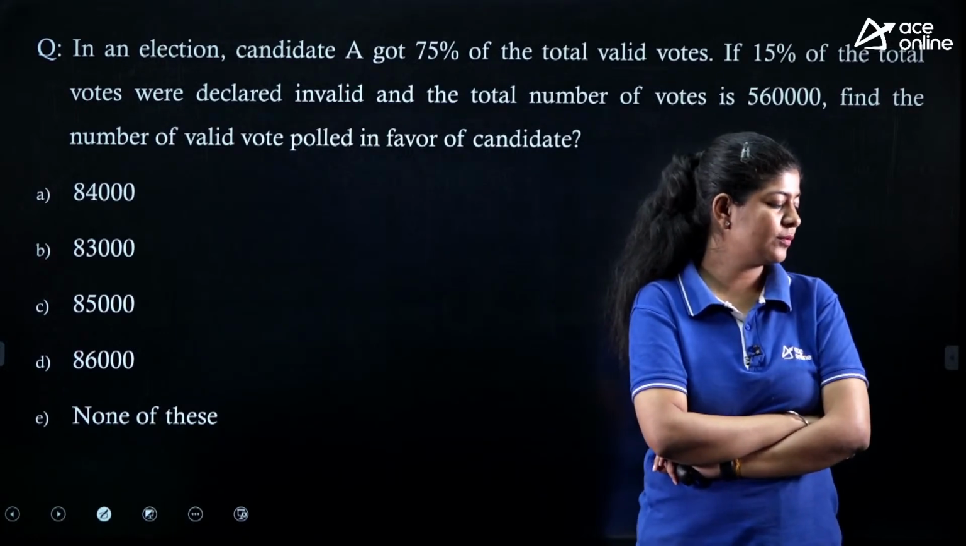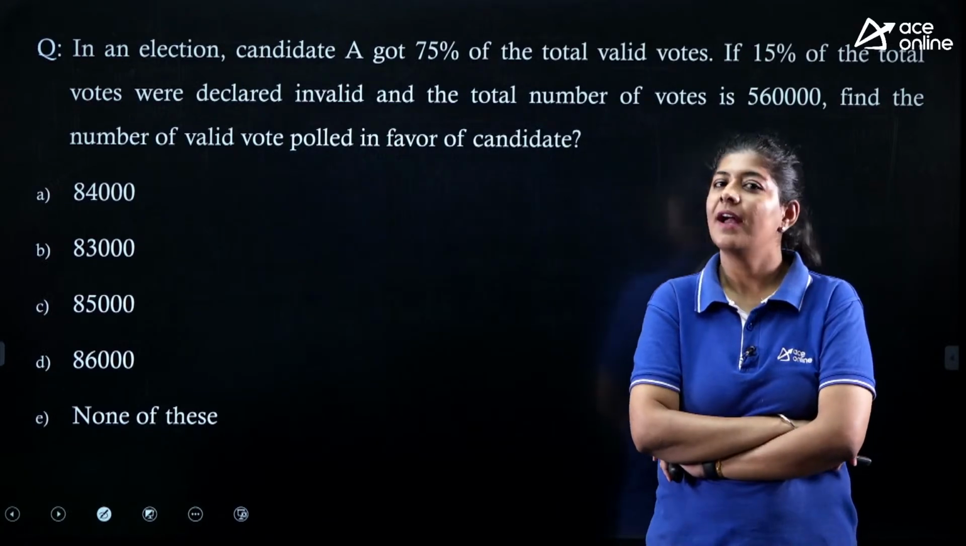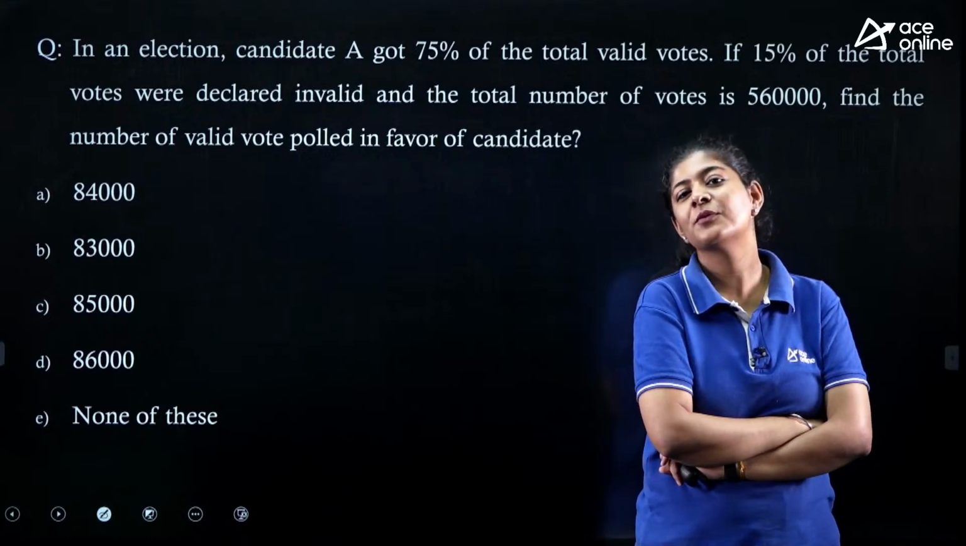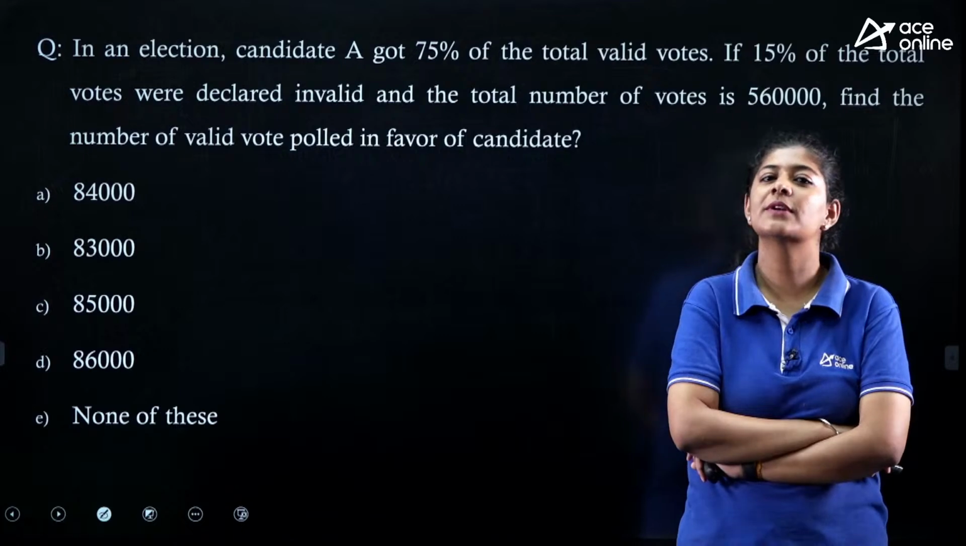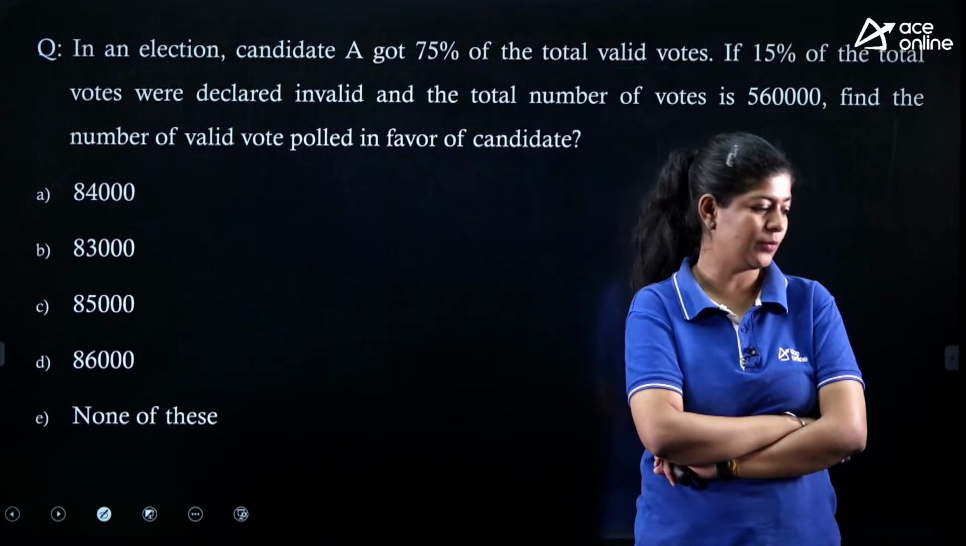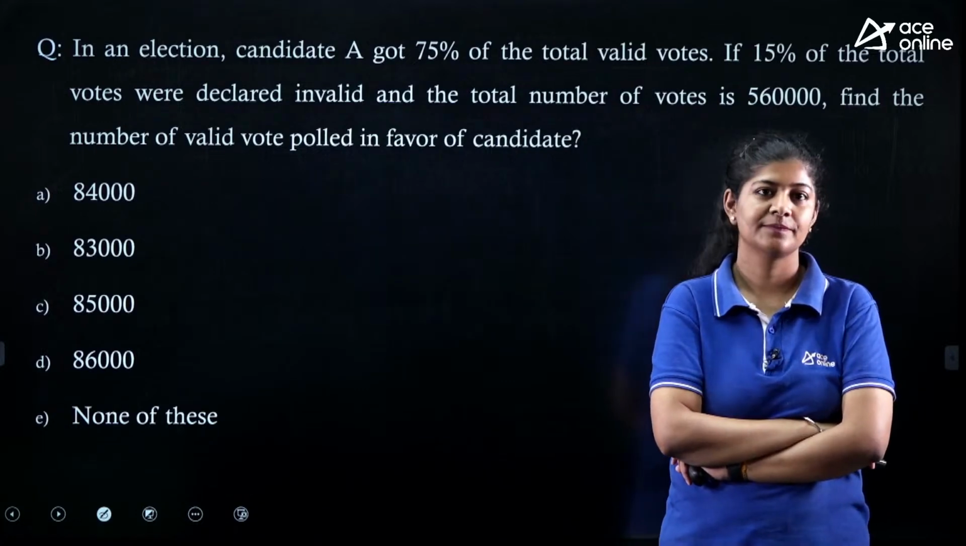Anyone of you, what answer are we getting for this one? Again, the same thing that we need to do. We need to assume that there are total 100 votes, and out of that, first we need to calculate the valid votes and the invalid votes. Very good. Anyone else?